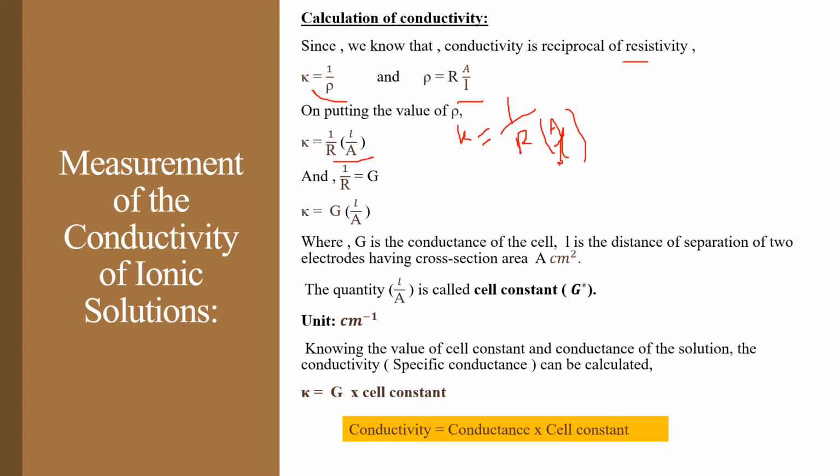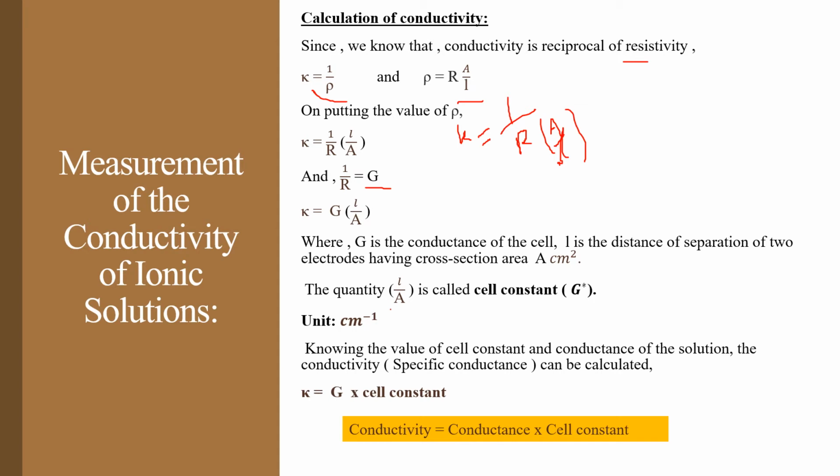Kappa will be equal to 1 upon R into length upon area, L upon A, and we know that inverse of resistance is known as conductance, that is equal to G. Now 1 upon R can be replaced by the conductance G, so kappa will be equal to G into L upon A, length upon area, where G is the conductance of the cell, L is the distance of separation of two electrodes, and A is the area of cross section in centimeter square.